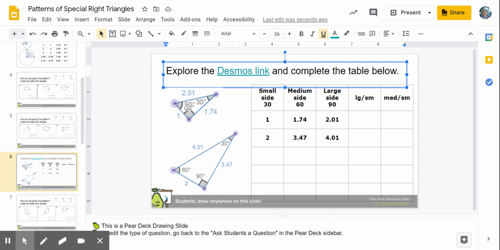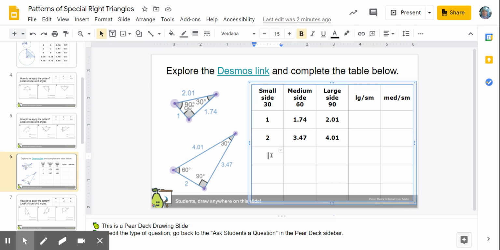So let's go to 5. 5, 8.66, and 10. It is. So this short leg, the one opposite the 30, is always half the size of the hypotenuse. Or if you think about it the other way, the hypotenuse is always twice as big as the shortest leg. And then this one has a pattern too. It's just a little harder to see. So let's see if we can figure that out.